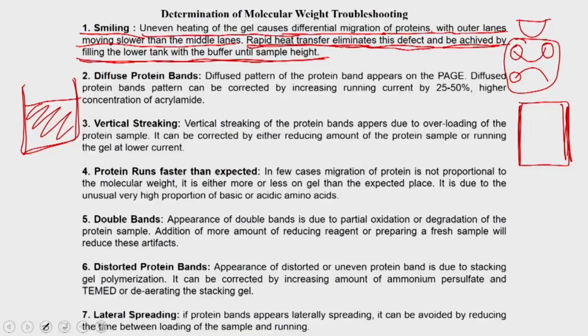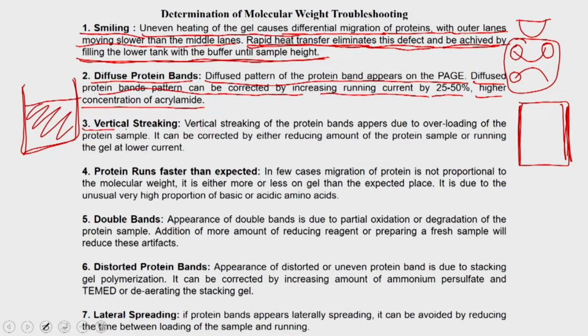The second is the diffuse protein bands. So, a diffuse pattern of the protein band appears on the page. The diffused protein band pattern can be corrected simply by increasing the running current by 25 to 50% higher, or you can use a higher concentration of the acrylamide. Diffusing protein bands are like you are going to have some kind of streak.